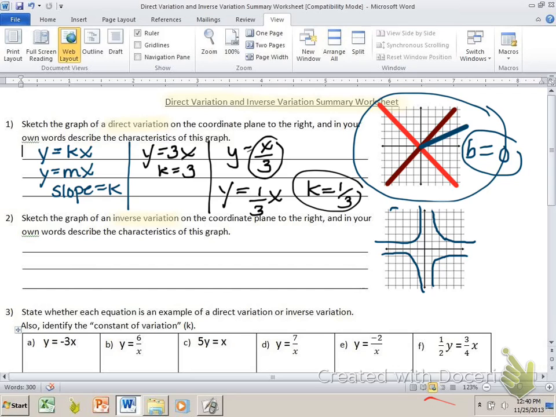Okay, now let's take a look at inverse variation. Now with inverse variation, you're looking at an equation where basically the x is going to be in the denominator. So y is equal to k over x. An example of this could be y is equal to 3 over x. If that's the case, then k is equal to 3. Y is equal to negative 6 over x, where k is equal to negative 6.